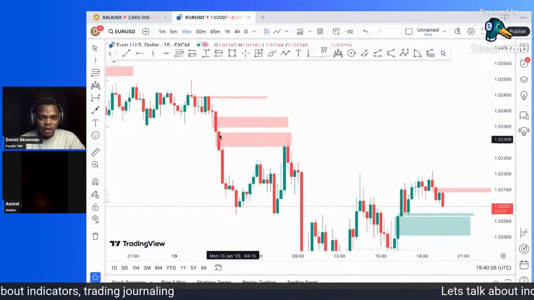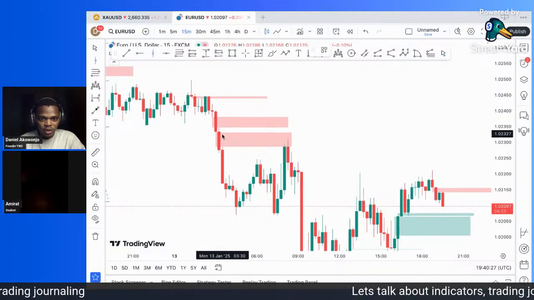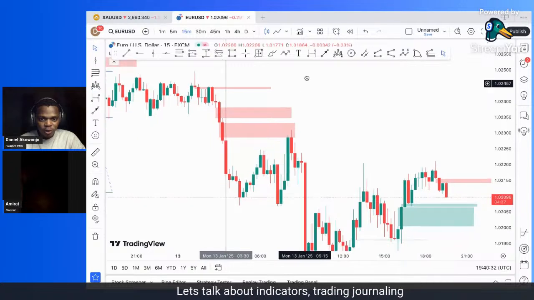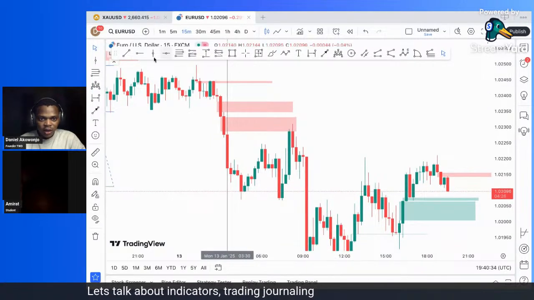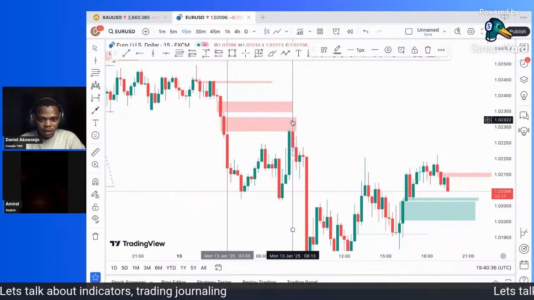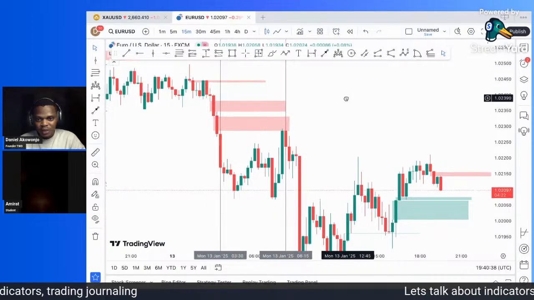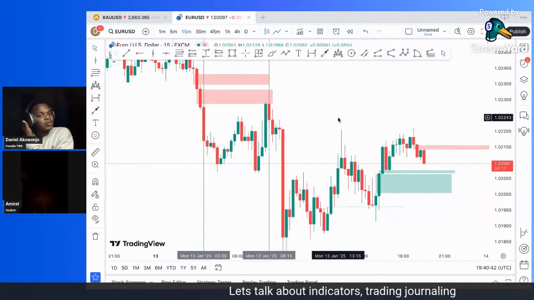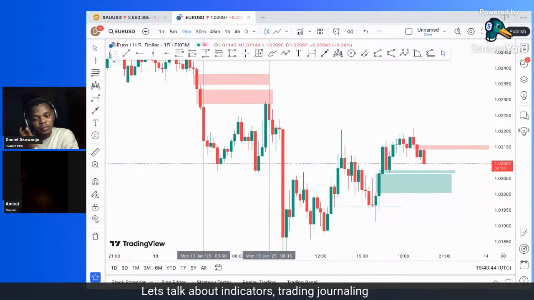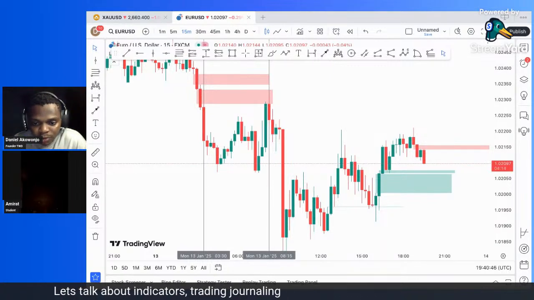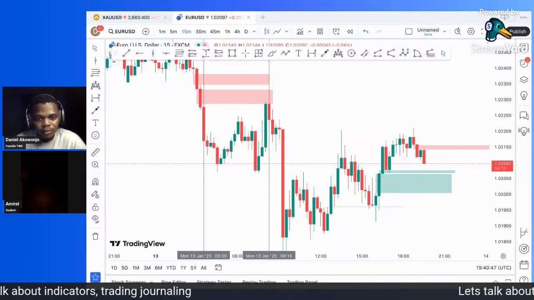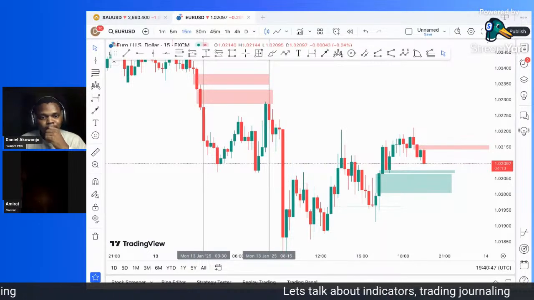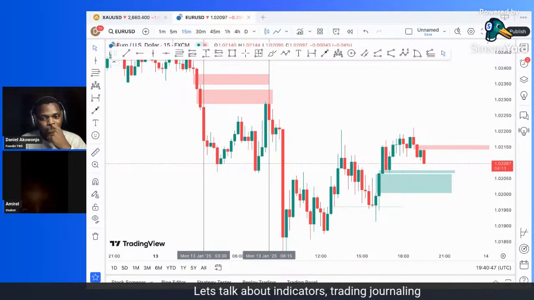Now this red one. This particular one formed fully Monday around 4 o'clock in the morning, and then around 9:15 when price tapped into it again, what happened? We saw the drop, a massive drop. You can see that, a massive drop. I hope that makes sense.